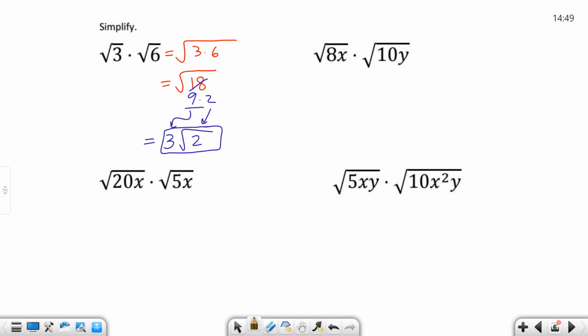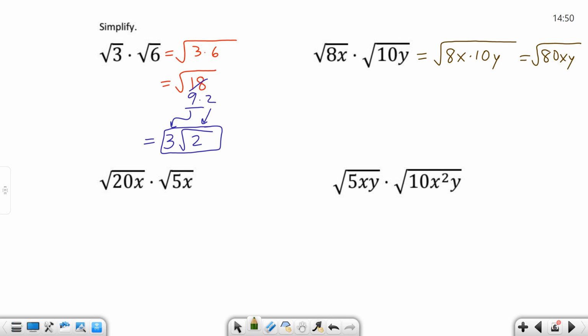So here, the square root of 8x times the square root of 10y. Again, they're both square roots, so I'm going to say the square root of 8x times 10y, which is the square root of 80xy. And then I say, wait a minute, can I break 80 up into a perfect square times something? Well, 4 times 20, but wait a minute, 20 is 4 times 5, so I can go further than 4. I want the biggest one.